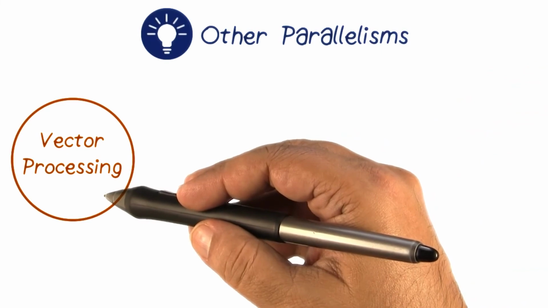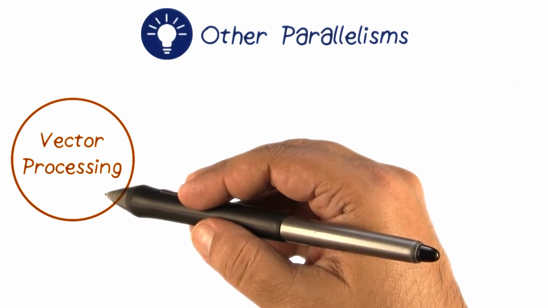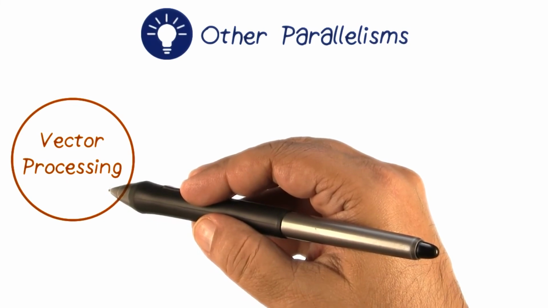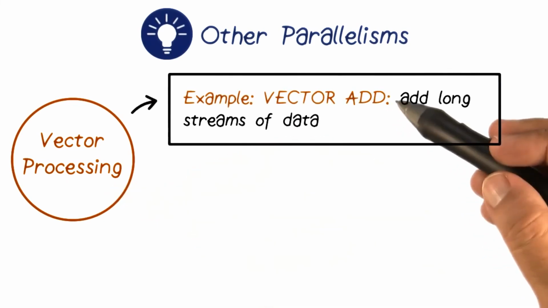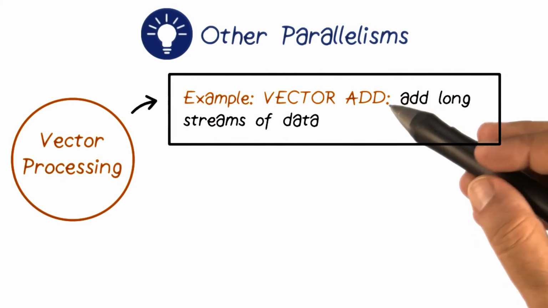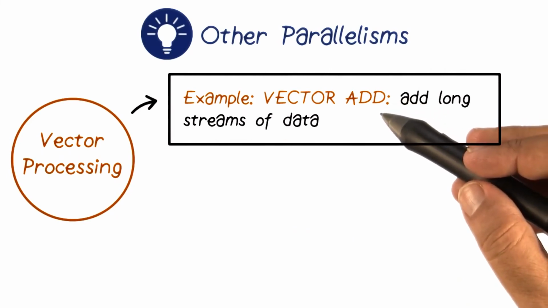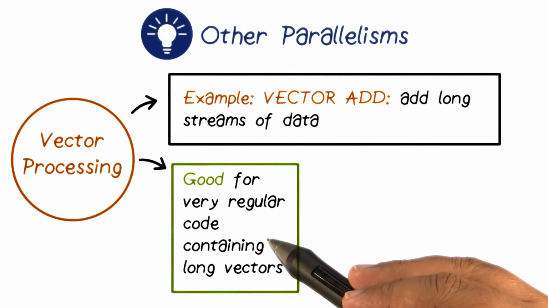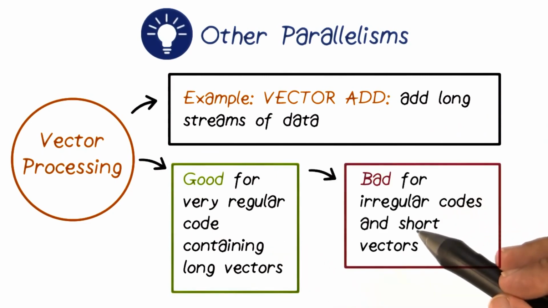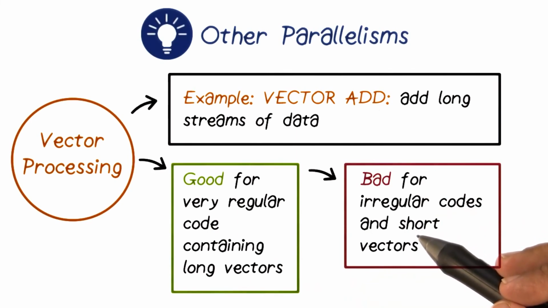Apart from instruction level parallelism, other forms of parallelism include vector processing, in which there is a special vector function unit and a register. For example, one could have a vector add operation, and one could add two long streams of data using one such instruction. Vector processing is good for scientific codes which are regular. However, vector processing is not good for irregular codes and short vectors. Moreover, vector processing is expensive because you have to support special types of registers, special types of function units, and special types of operations, and they can be energy hogs. And therefore, vector processing is rarely used for embedded systems.